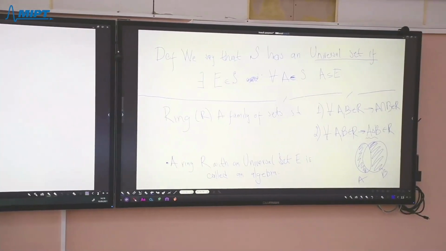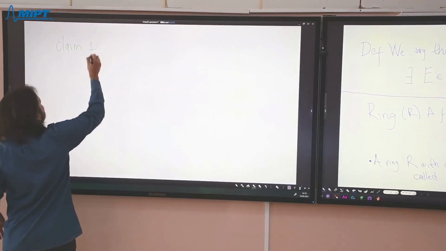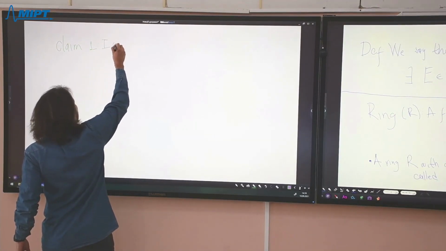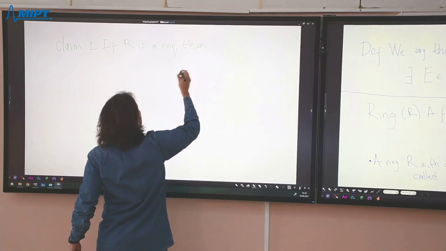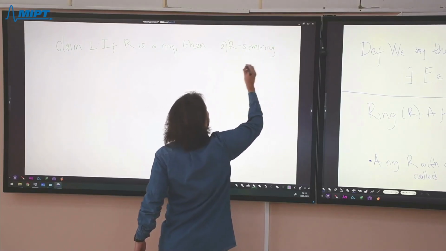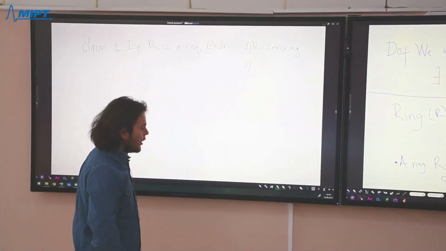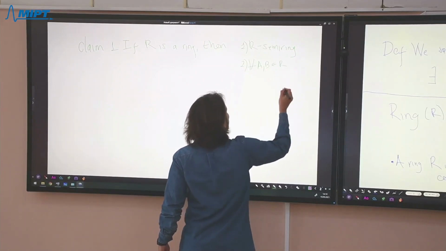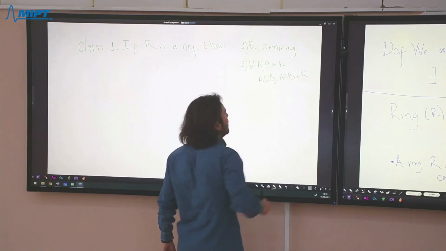Now we can see, let's call it claim number one, that if we have some ring, so if R is a ring, then first we have that R is a semi-ring as well, and the second condition is that for any A and B in R, we have that the union of A and B and the difference of A and B is also an element of R. Okay?